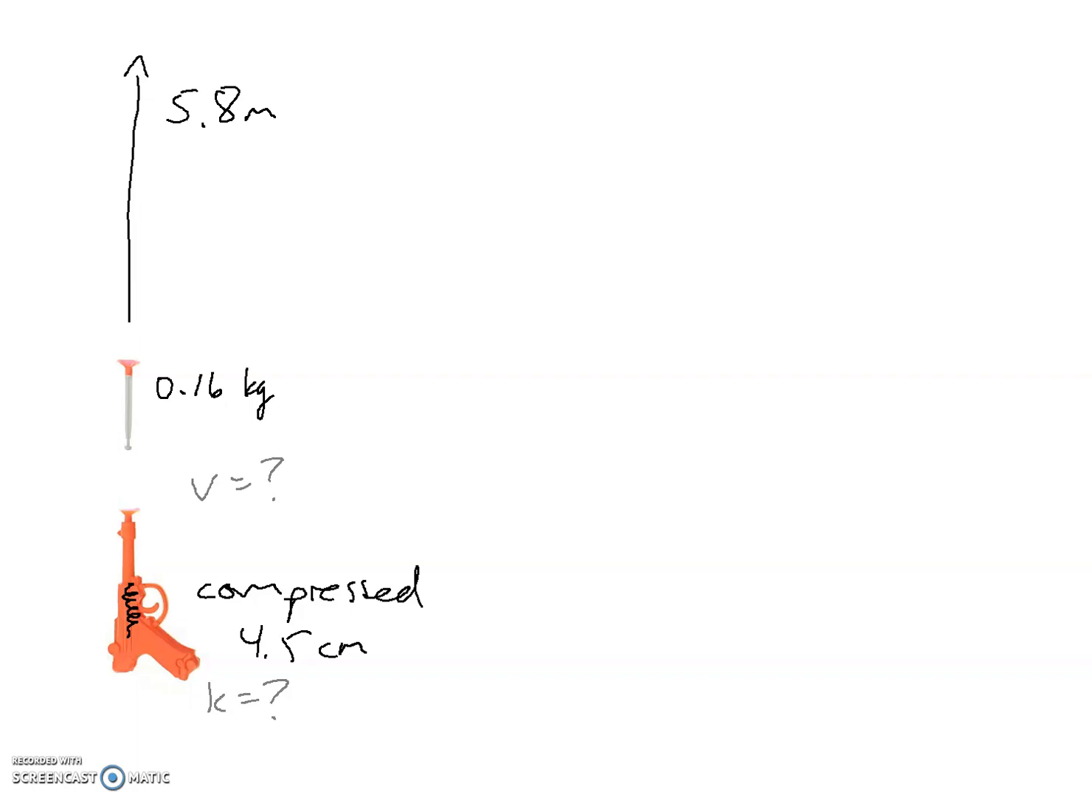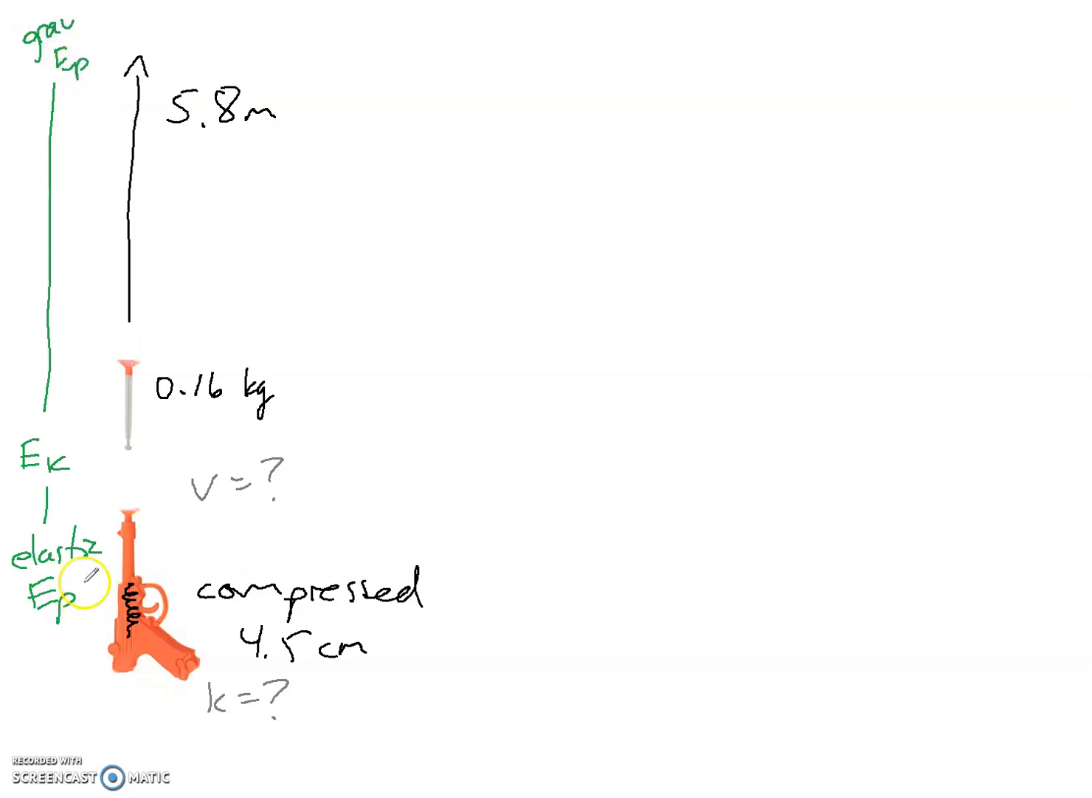At the very, very bottom down here, we have potential energy in the spring. So this is elastic potential energy. As soon as it shoots, that energy turns into kinetic energy when it launches out. And then as it goes higher and higher, obviously it slows down, it loses kinetic energy, and that kinetic energy turns into gravitational potential energy.